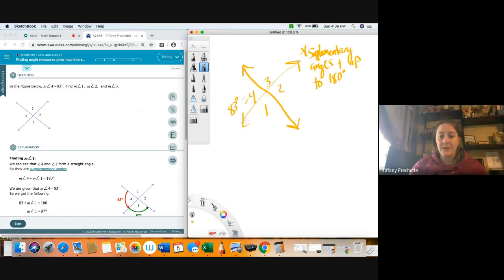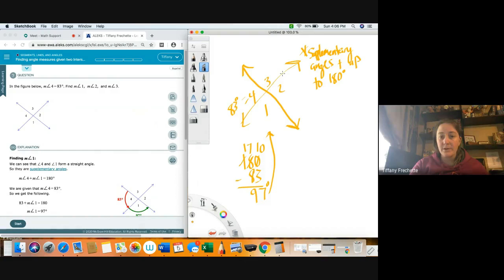So if I use this down here, if I know that 1 and 4 are in a line and they have to add up to 180 degrees, and 4 is already 83 degrees, then I just subtract. I'm going to borrow here, and I have 7, and I'm borrowing again. I get 17, so I get 97. So angle 1 is 97 degrees.